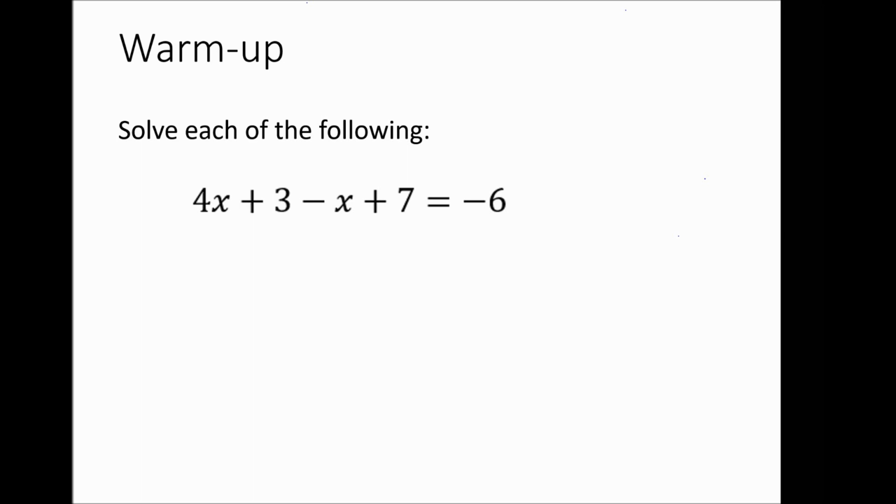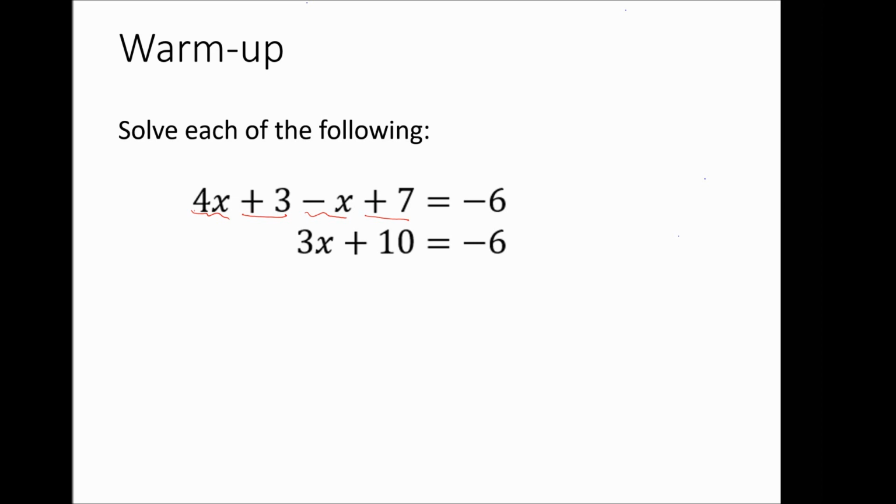With this one here, we're stepping it up a little bit, so we've got both collecting like terms and a few other terms to look at as well. So when I'm collecting my like terms, I see that I've got some x's, so I've got 4x, take away 1x, that's going to leave me with 3x, and I've got positive 3 plus 7, that's going to give me positive 10. So my next line, I've got 3x plus 10 is equal to negative 6.